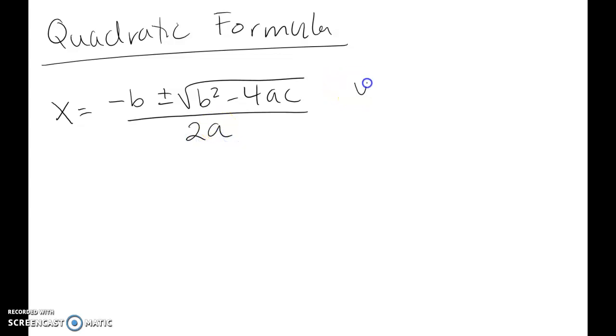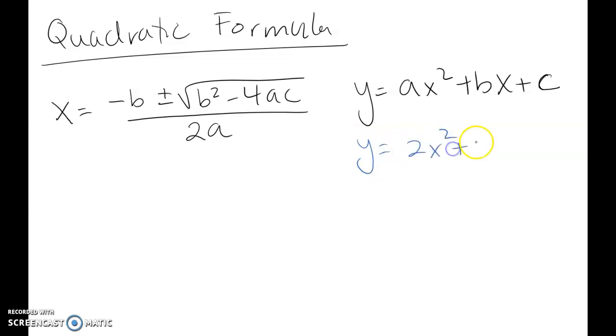So if we have a quadratic in standard form, which is ax squared plus bx plus c, an example of this would be, let's say y equals 2x squared plus 4x minus 5. We identify our a, b, and c. So a is the number in front of the x squared, which is 2. b is the number in front of the x, which is 4. And c is the constant, which is negative 5. So those are the numbers that we would plug in here.